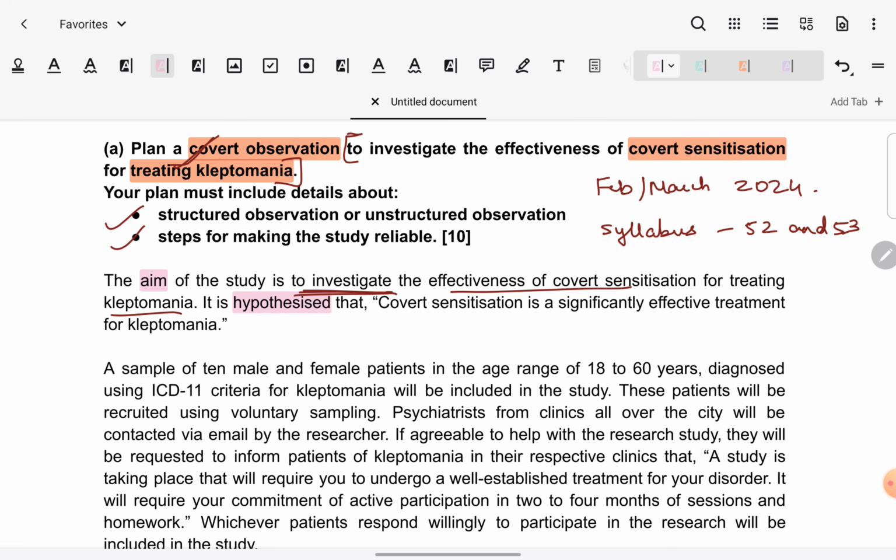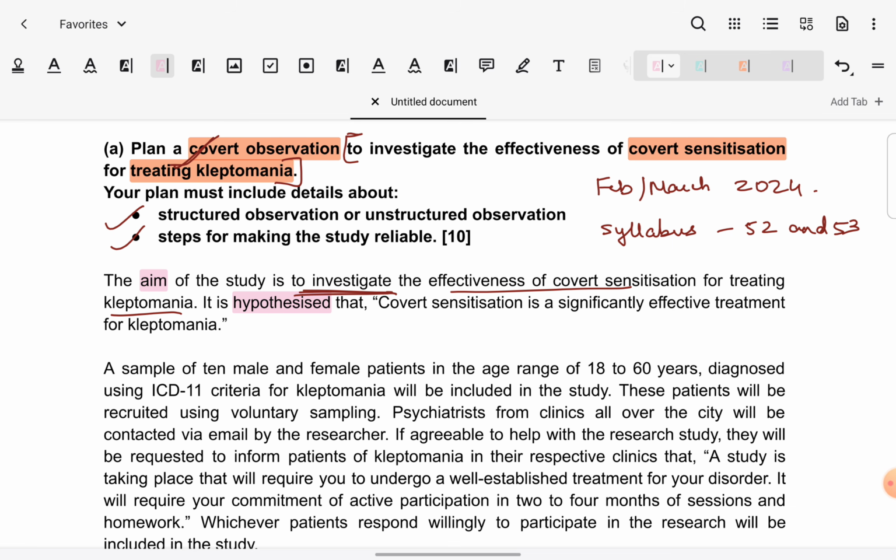Hypothesis is simply that covert sensitization is a significantly effective treatment for kleptomania. As simple as that. Always keep in mind that the aim is the general purpose of the study. The hypothesis is a prediction of what the outcome or the result will be of the study. So this statement says what I am going to find at the end of my study. And I expect that covert sensitization will prove to be useful.